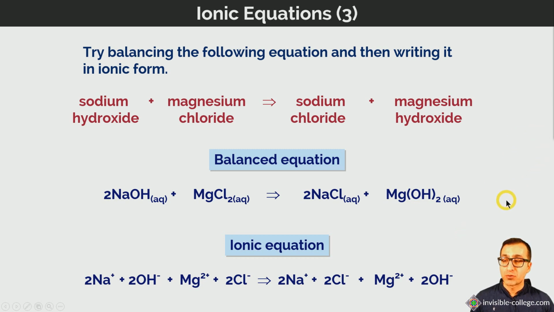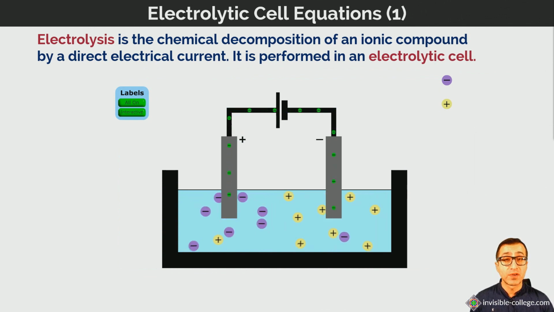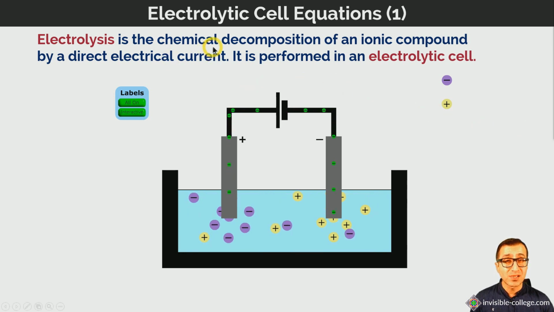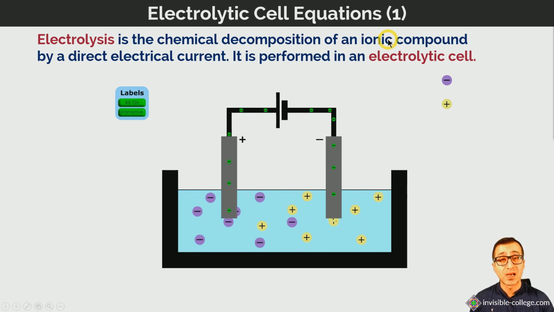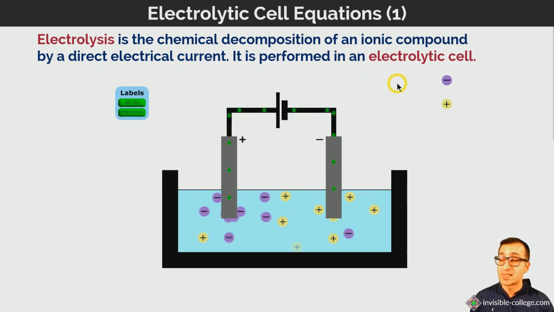So let's take a look at electrolysis and see how we put these principles of writing ionic equations into practice here. To remind you, electrolysis is the chemical decomposition of an ionic compound by direct electrical current. Now this is not always the case. Sometimes we will decompose a simple covalent compound like water into its elements. So more generally, electrolysis is a chemical decomposition of a compound into its elements by means of the use of electrical energy. And the device that we perform this reaction in is called an electrolytic cell.